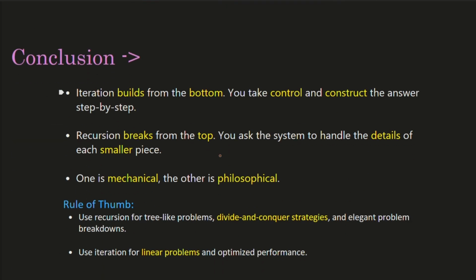Final recap. Core difference. Iteration builds from the bottom. You take control and construct the answer step by step. Recursion breaks from the top. You ask the system to handle the details of each smaller piece. One is mechanical, the other is philosophical. Rule of thumb. Use recursion for tree-like problems, divide and conquer strategies, and elegant problem breakdowns. Use iteration for linear problems and to optimize performance.